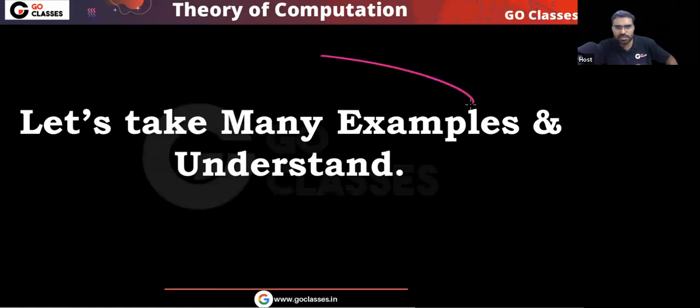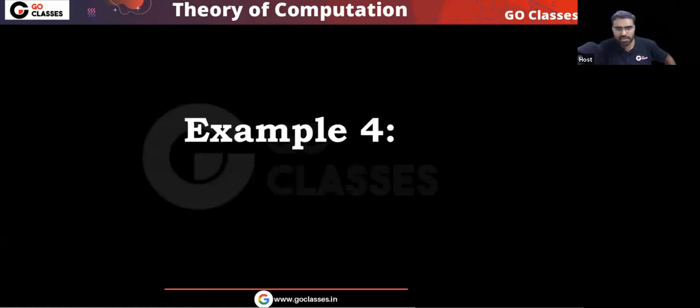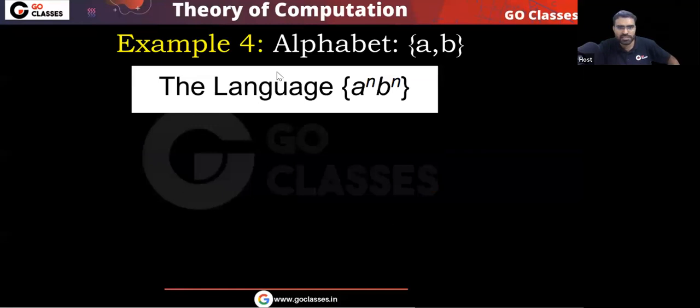That's it. Now let's move on and see some more examples. Now let's see one very interesting example. Let me take example number 4. In the last class, we have seen 3 examples. Now let's see example number 4. Very interesting example I am going to take. This language is a power n, b power n. Before we see this language, you tell me what is n?